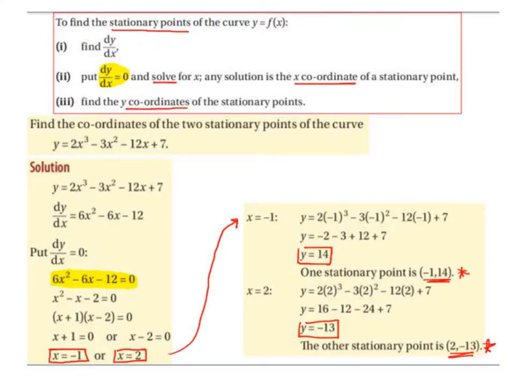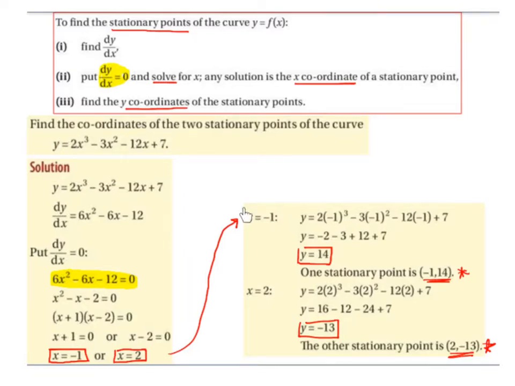We factorize to get x plus 1 multiplied by x minus 2 equals 0. So we let x plus 1 equal to 0, so x is equal to minus 1. And then we let x minus 2 equal to 0, so x is equal to 2. So now that we have our two x values, we substitute them into the original equation, so into our curve, to find the y values.